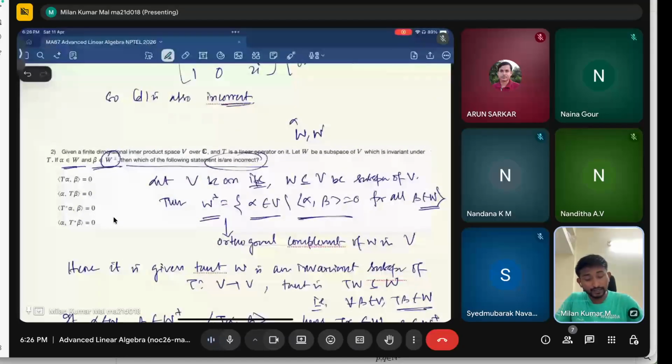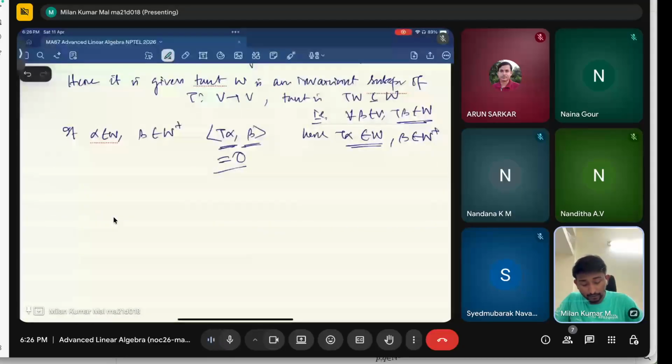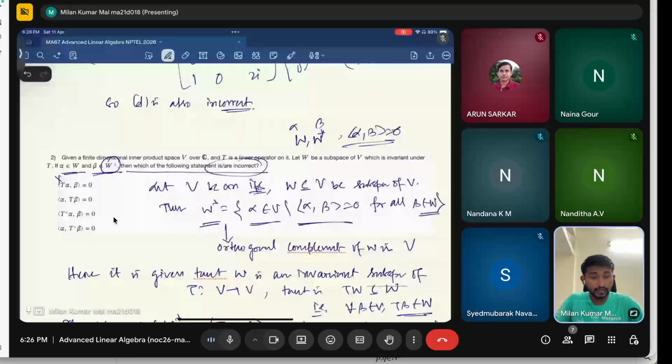Okay. So now here T alpha is in W and beta is in W perp, then that has to be 0. So that means as an option, this is incorrect, but as a statement it is correct. And similarly, if I write alpha and T beta, what can I say about this? Here it is given that alpha is in W and beta is in W perp, and we are given that W is invariant under T. That means T alpha is again in W, but W perp is not necessarily invariant under T. So what I can say about this, I'll come to a little later. But let's check other options too.